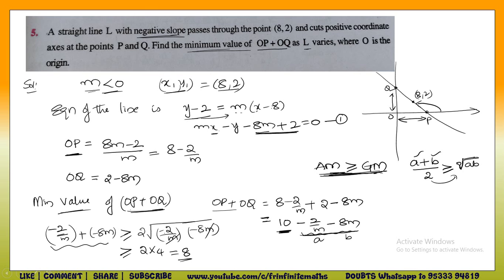Right? Now since I need the minimum value of OP plus OQ, I can write it directly: OP plus OQ is already 10 plus this whole value, whose minimum value is 8, so 10 plus 8, which is equal to 18. So the minimum value of OP and OQ is nothing but 18 units, right? Likewise, we can find the minimum value by using the concept of AM-GM inequality, right?